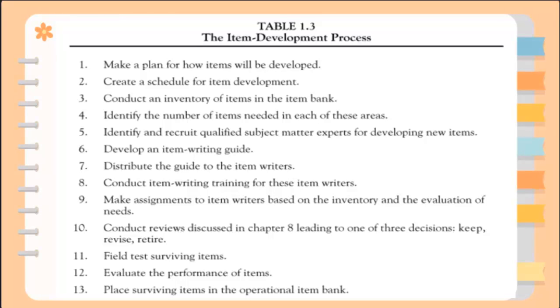Develop an item writing guide is the next step, and then distribute the guide to the item writers. Conduct item writing training for these item writers. Make assignments to item writers based on the inventory and evaluation of the need. Conduct the reviews, discuss and build the test, supervise items, evaluate the performance of items, and the last one is to place the surviving items in the operational item bank.